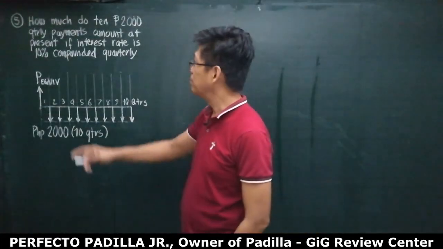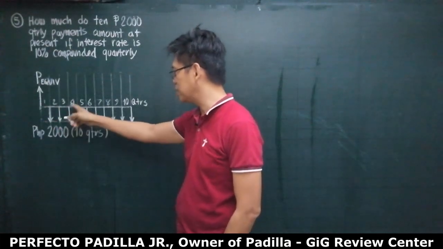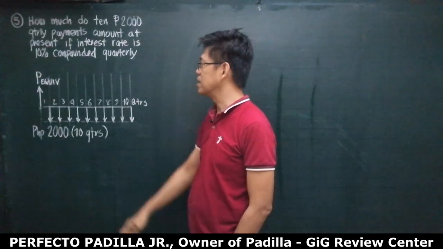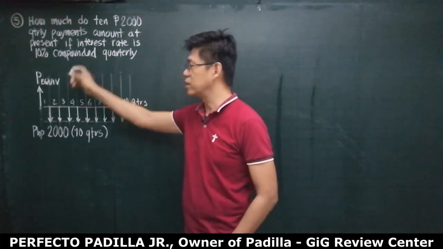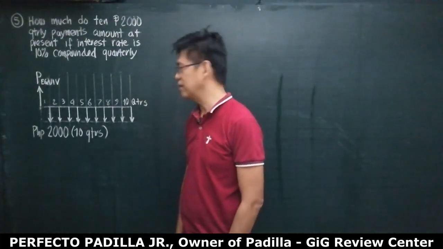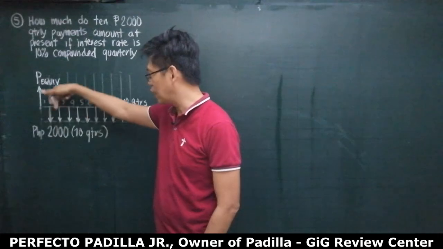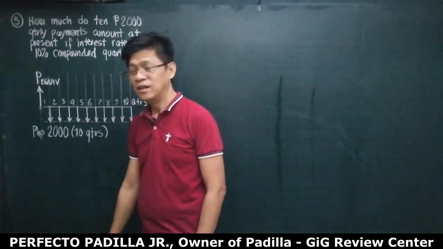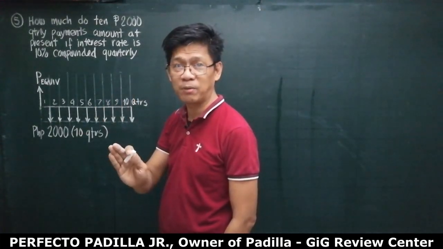Let us have this problem. How much do 10 2,000-peso quarterly payments amount to at present if the interest rate is 10% compounded quarterly? Now, the only technique here, if these are the 2,000 payments and this is the present equivalent, is that all we need to do is apply the theory of equivalence.